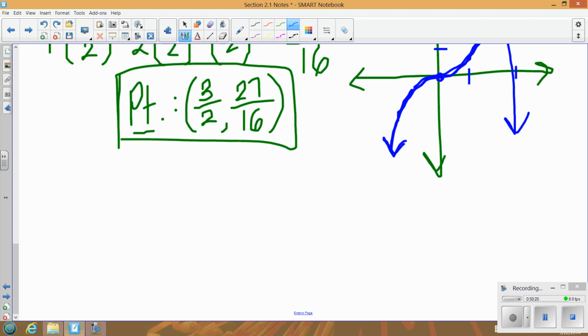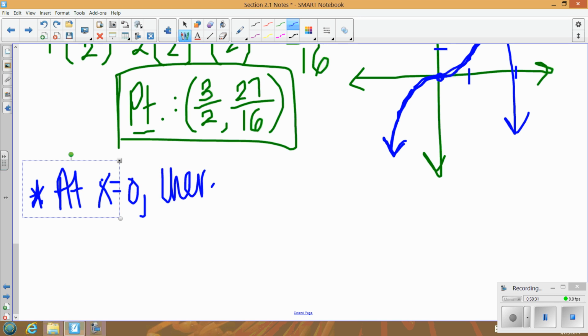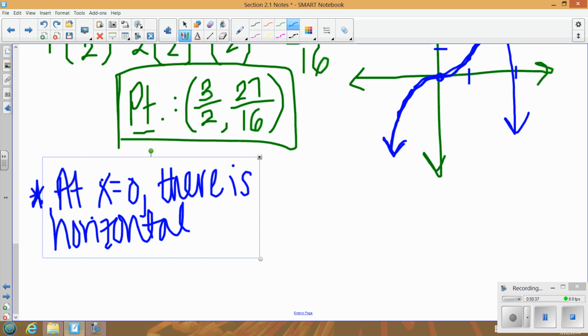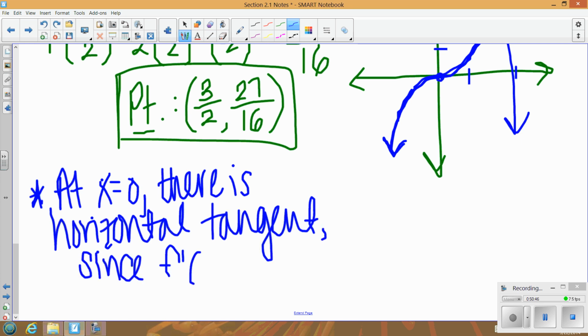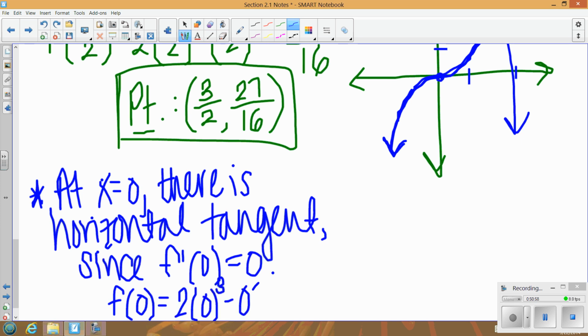So if I were to, let me just make note of that: at x equals 0, there is a horizontal tangent. So this is because f prime of 0 is equal to 0. So that means if I take f of 0 of my original function, so plug 0 into your original function, you get 0. So that's kind of how I knew at the point (0, 0), that's where my function's going to level off, and it's going to have that horizontal tangent.